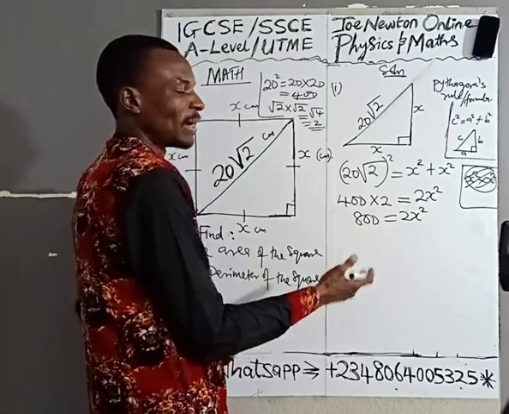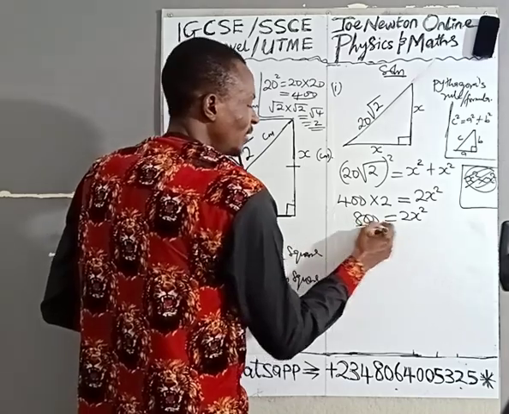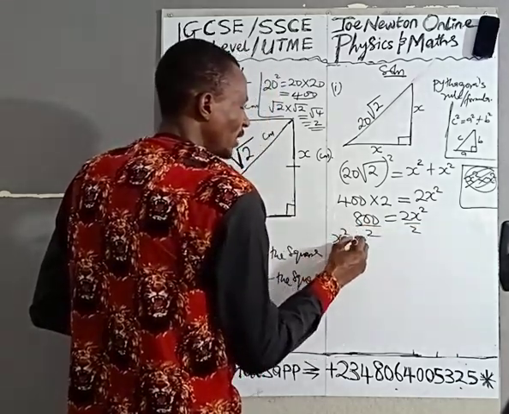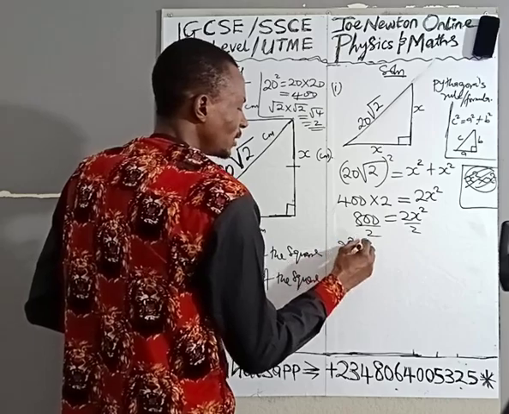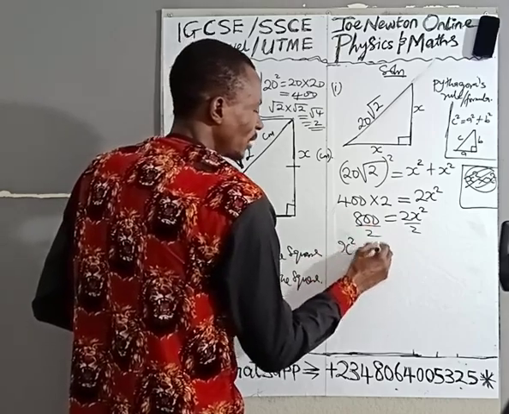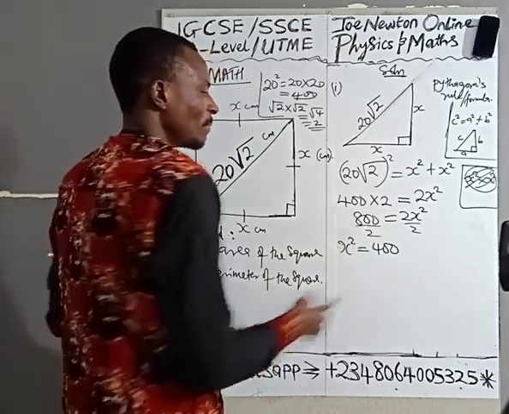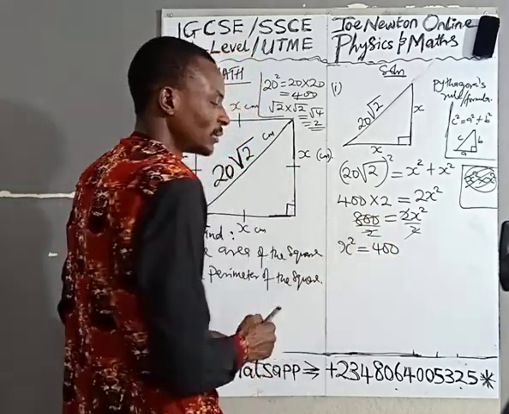We divide both sides by the coefficient of x squared. Therefore, we shall have this over 2, this over 2. So our x squared will be equal to 400. When you divide this by 2, you get 400, because these 2 cancel these 2, this one goes into here, we get 400.